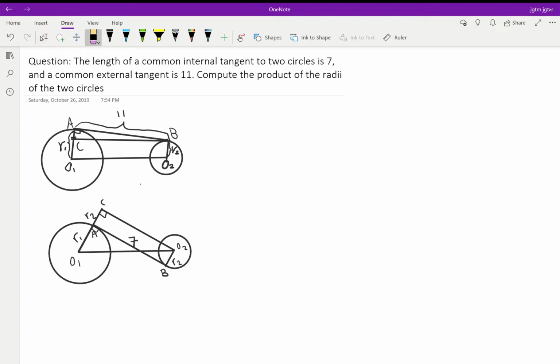So first, we're going to work on the external tangent. You can see that the length of AC is equal to R1 minus R2. And then you can see that CB is equal to O1O2. So the triangle ACB is a right triangle, because any tangent to the circle is always 90 degrees to the radius, and you can see that the 90 degrees is angle A. So that means CB is the right triangle's hypotenuse.